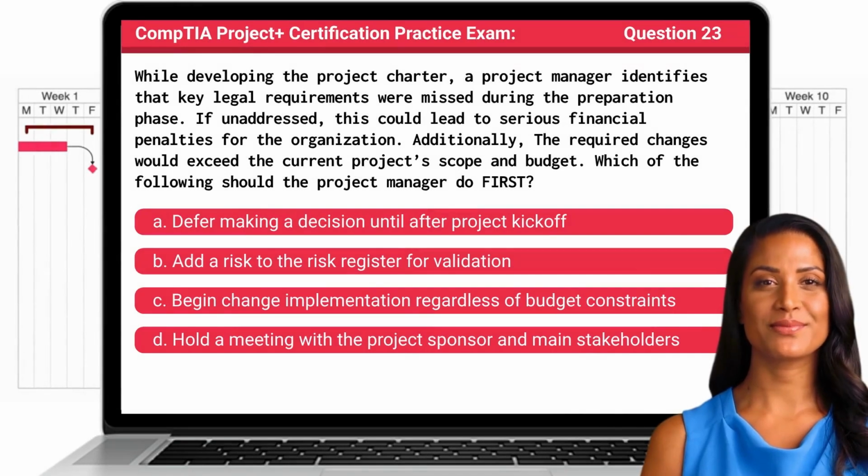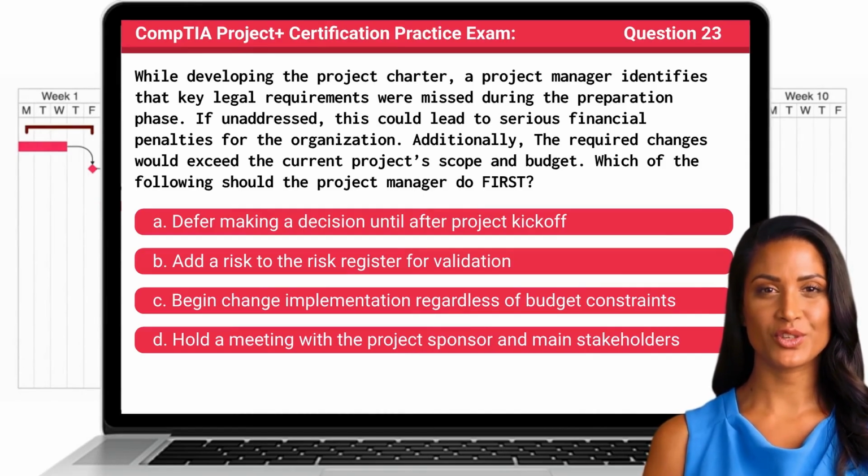Question 23. While developing the project charter, a project manager identifies that key legal requirements were missed during the preparation phase. If unaddressed, this could lead to serious financial penalties for the organization. Additionally, the required changes would exceed the current project's scope and budget. Which of the following should the project manager do first?